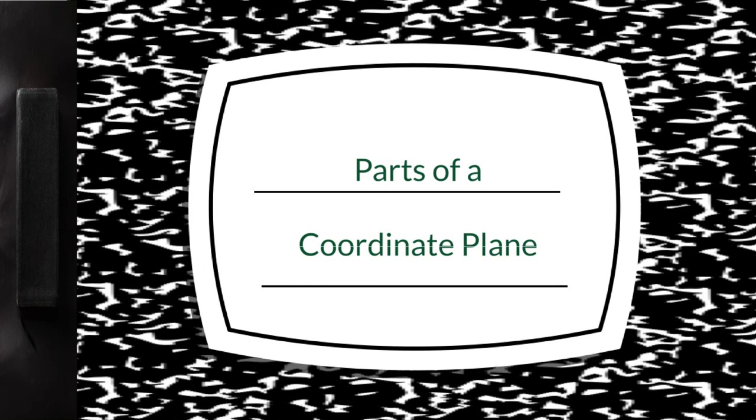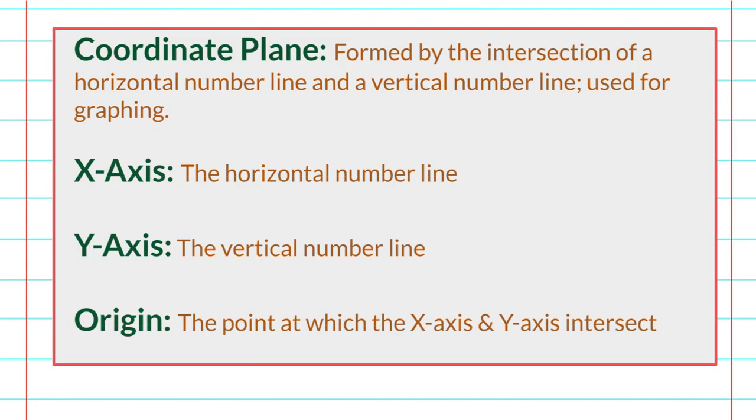Today we're going to go over parts of a coordinate plane. So here are some vocabulary words. The coordinate plane is formed by the intersection of a horizontal line or a number line and a vertical number line used for graphing. The x-axis is the horizontal number line. The y-axis is the vertical number line.